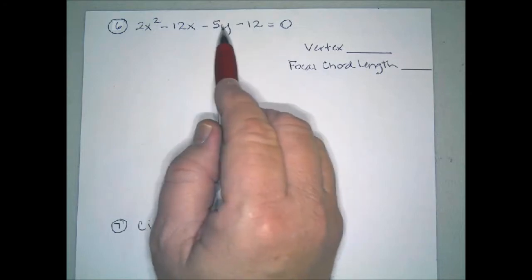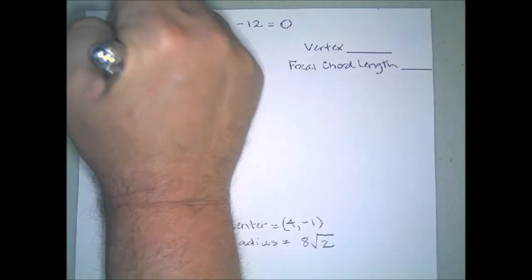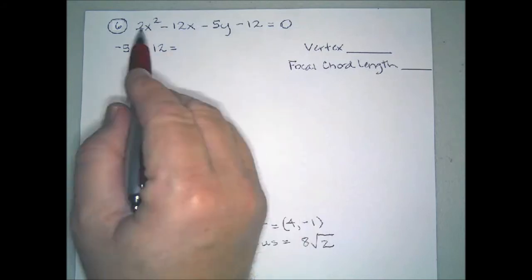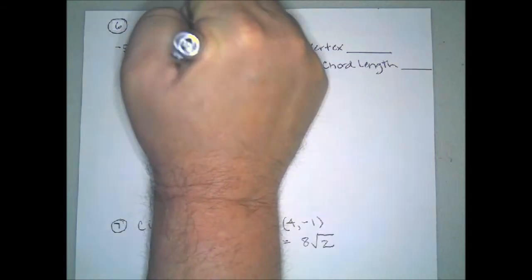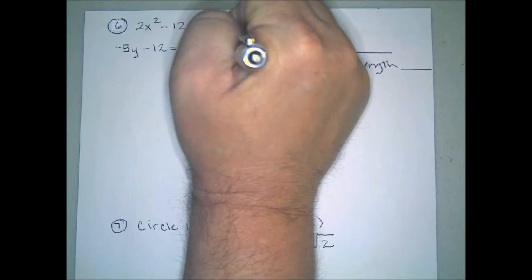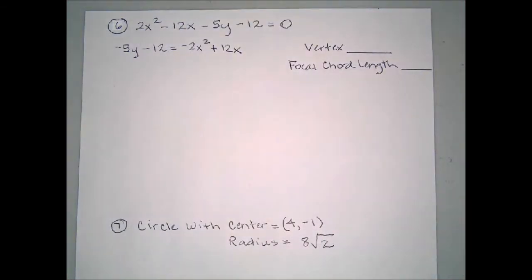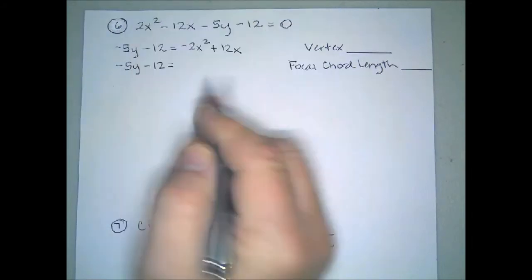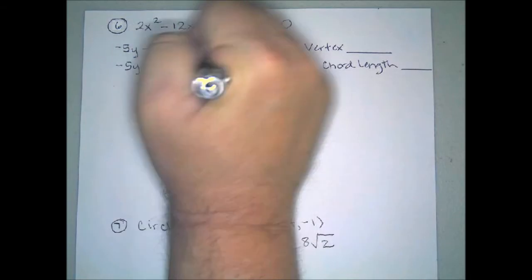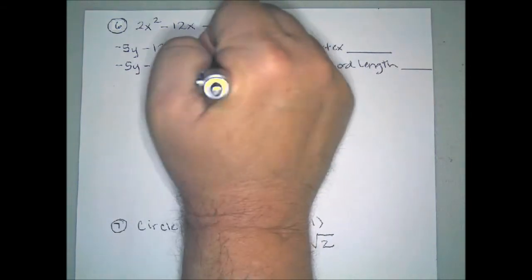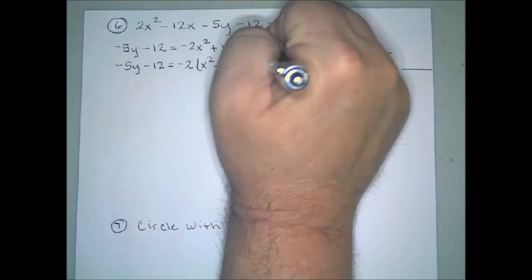So I'm going to keep the minus 5y and the minus 12 on one side, and I'm going to put the 2x squared minus 12x on the other side. Now, when the 2x squared moves over to the other side, it's a negative 2x squared. When the minus 12x moves over, it's plus 12x. And now I have to complete the square. Negative 5y minus 12 equals. I'm going to factor out the negative 2, and that leaves me with x squared. But if I factor a negative 2 out of a positive 12, 12 divided by negative 2 is minus 6x, and then I need to complete the square.